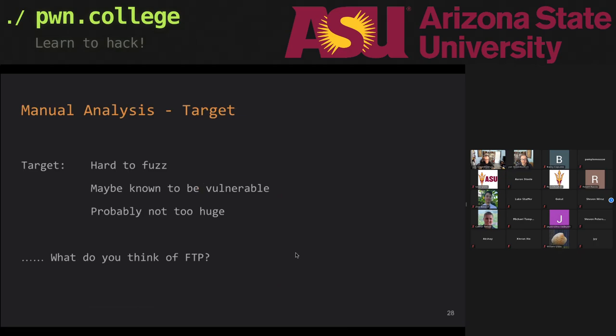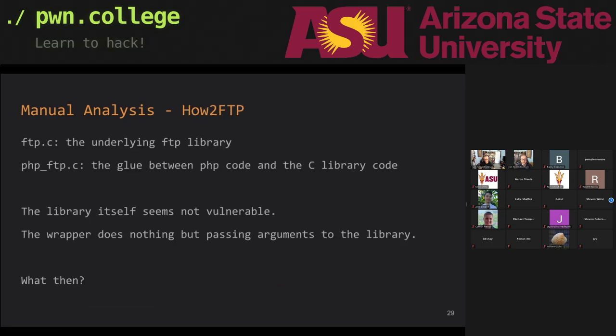For target selection, we want to target something that is hard to fuzz, because if it is easy to fuzz, it's probably already fuzzed by other people. We also want a target that is known to be vulnerable and not too huge. Then we came up with the idea of reading the FTP extension of PHP. It consists of two major files. One is ftp.c, which is the underlying FTP library, and the other is php_ftp.c, which is the glue between the PHP code and the C library.